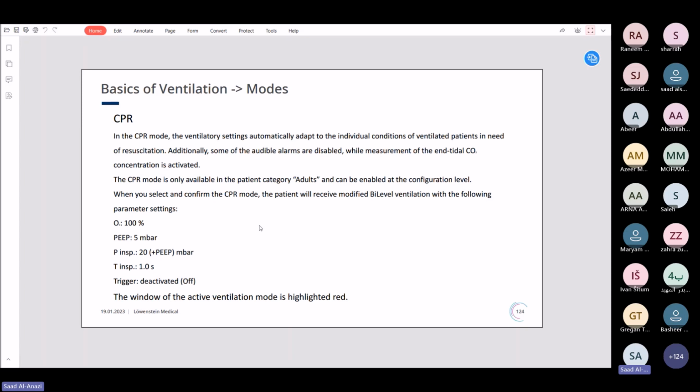pediatric and the neonate. What is the selected or default setting that it will start with? Bi-level ventilation mode. It will start with 100% FiO2, PEEP of 5, pressure of 20, but you have to escalate or increase it based on the patient's breathing expansions. And the inspiratory time, you can select the trigger.